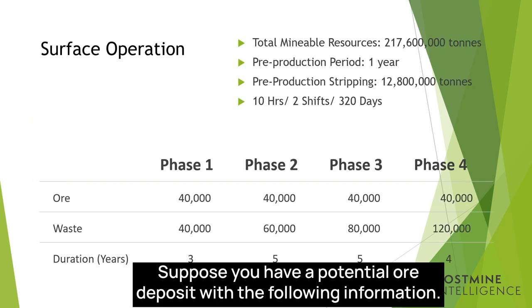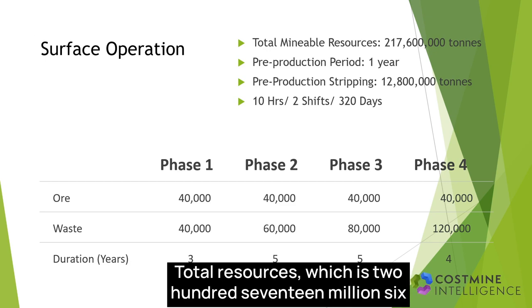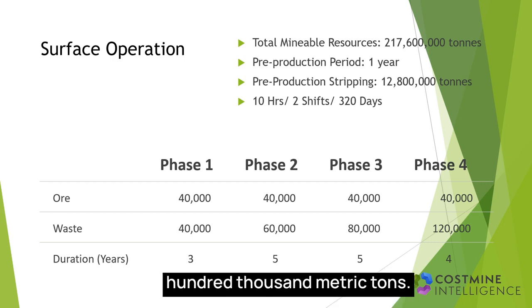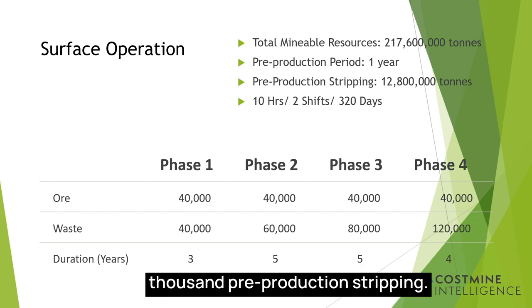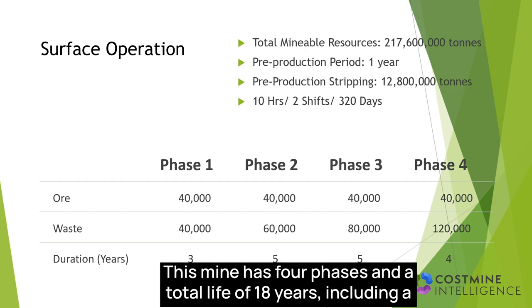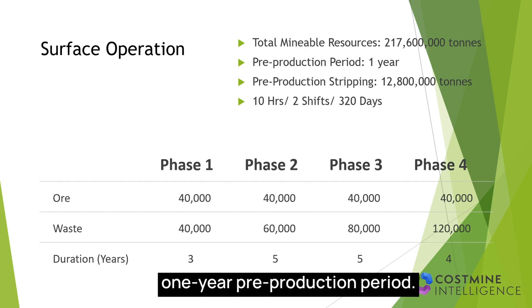Suppose you have a potential ore deposit with the following information. Total resources, which is 217,600,000 metric tons. 1 year for the pre-production period with a 12,800,000 pre-production stripping. This mine has 4 phases and a total life of 18 years, including a 1-year pre-production period.